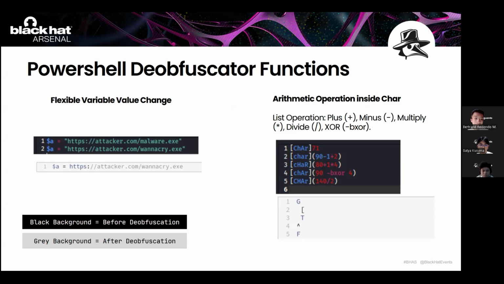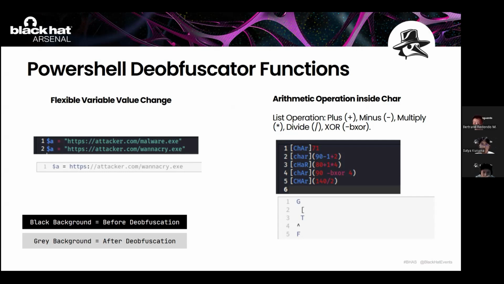Next. The next one is the flexible variable value change, where there are 2 different values inside the A variable. The first one is malware.exe and the second one is the WannaCry.exe value. Because the second line is the newest value of the A variable, the application will take only the newest value assigned to the same variable, which is WannaCry.exe. As shown in the picture below, the A variable is the WannaCry.exe value.